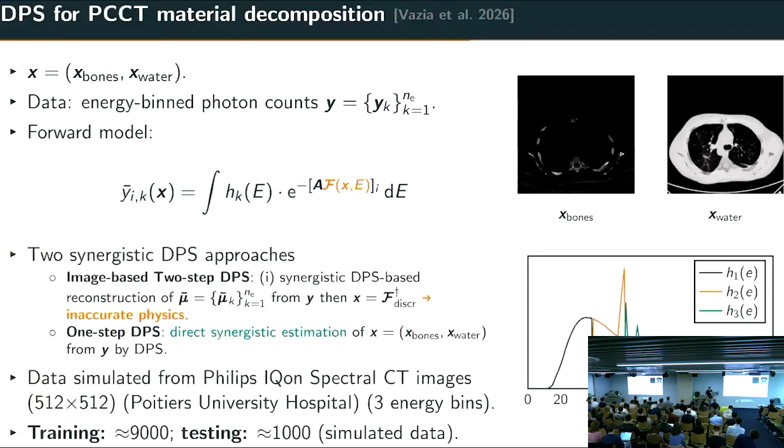The first one is image-based two-step DPS, which consists of doing a synergistic DPS reconstruction of the attenuation maps at different energy levels, and then applying the pseudo-inverse of the material to attenuation operator. That's an inaccurate model because we have to discretize the energy levels, and this can provoke artifacts. The other approach that we consider is one-step DPS, which is a synergistic estimation of the material images directly from the raw data. And I will show some results here.